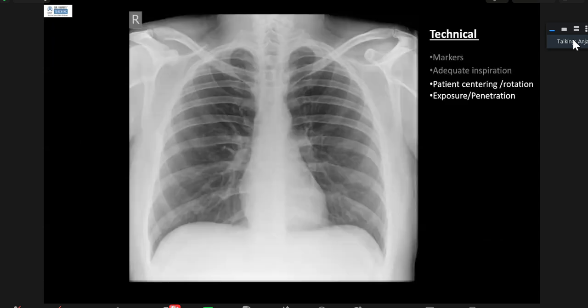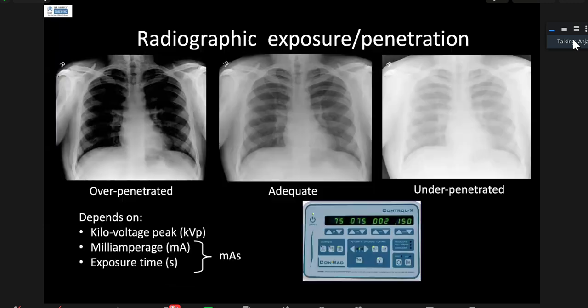So we are now coming to the last factor, that is exposure or penetration. So radiographic exposure, or what we mean by penetration, involves factors like the kilovoltage peak, the milliamperage, and the exposure time, the time duration for which the current is applied. So that determines the degree of blackness or whiteness of the X-ray.